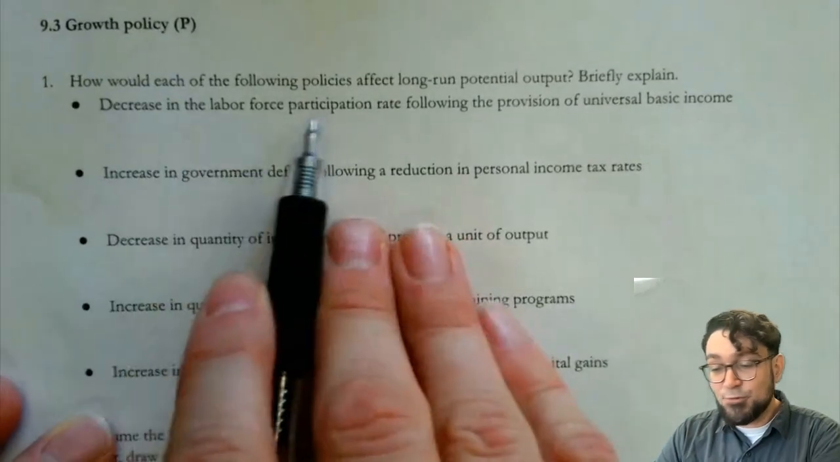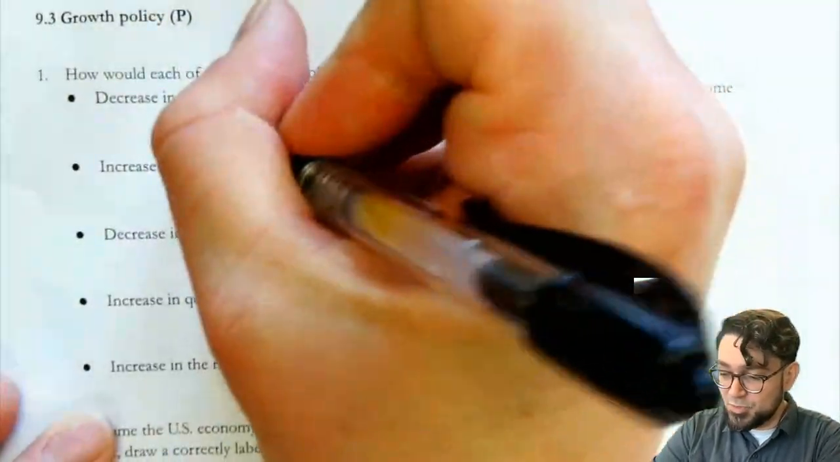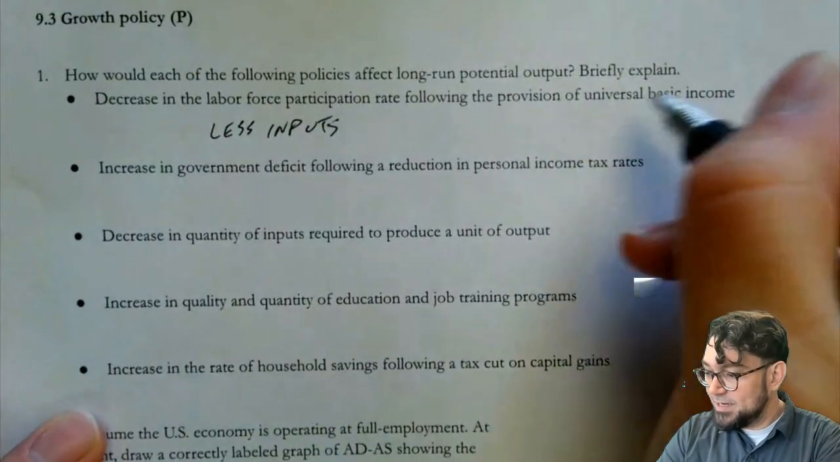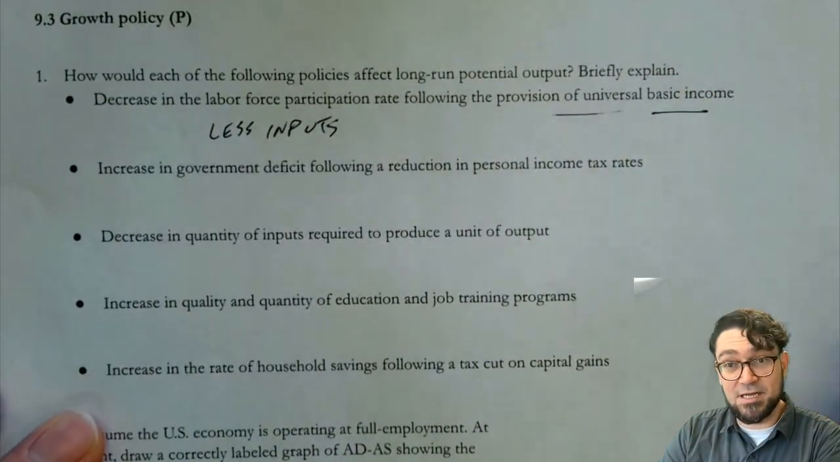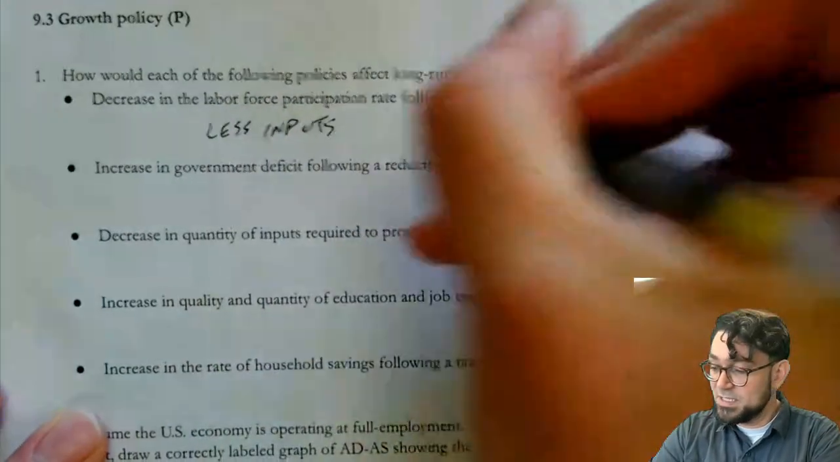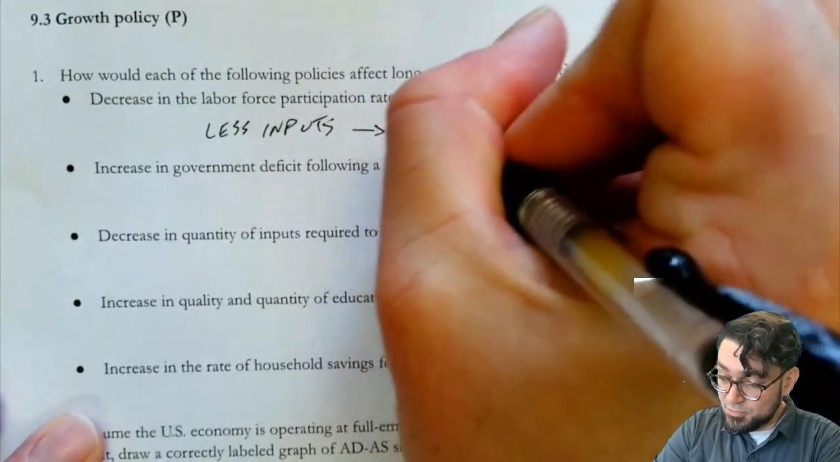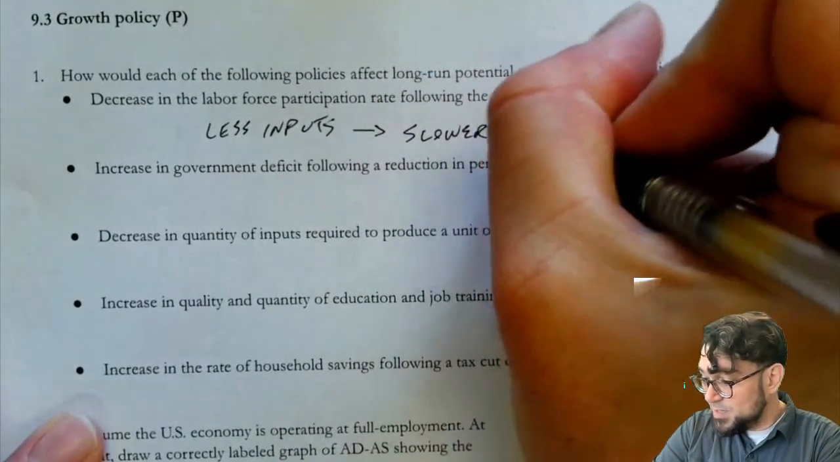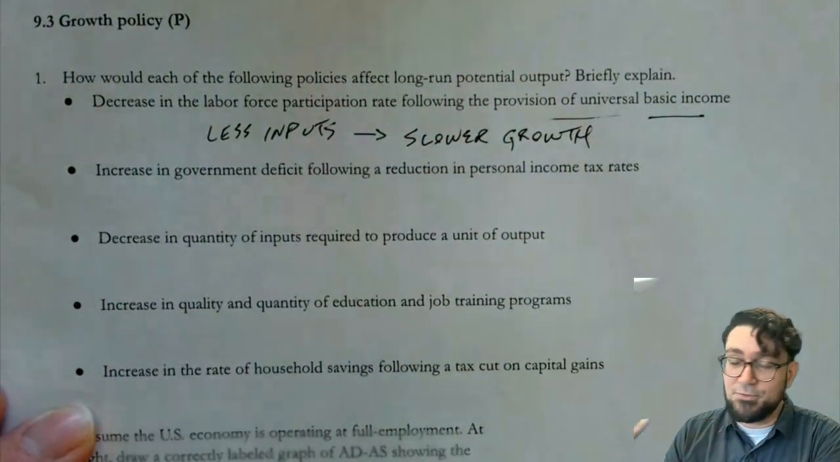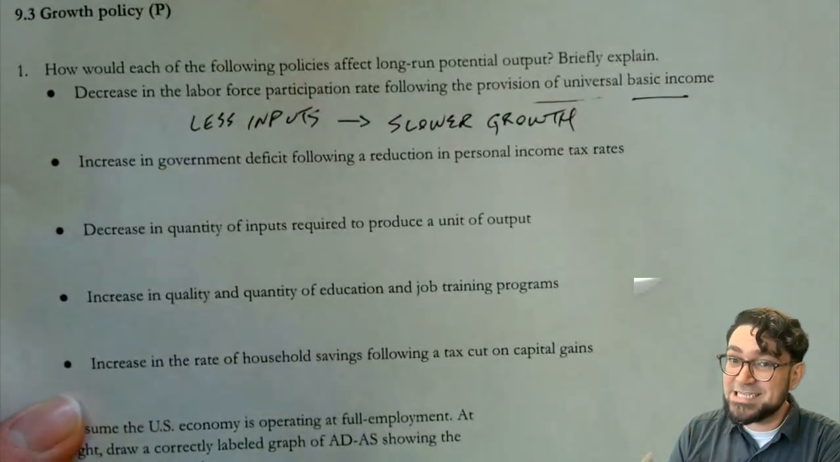If we had less labor force participation, that's less inputs, right? Less inputs. And following the provision of universal basic income, maybe there's a policy here that leads to less people in the labor force, and so we would have slower growth, right? Now, that may not mean that universal basic income is a bad idea, but it means that you have to deal with trade-offs, right? This world is full of trade-offs. That's going to be one.